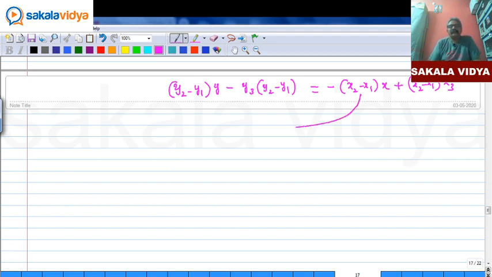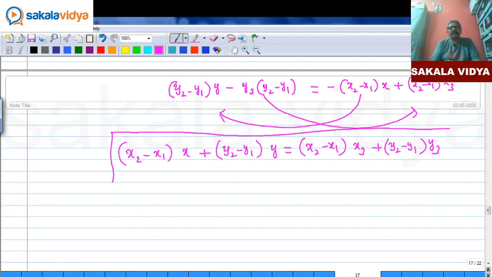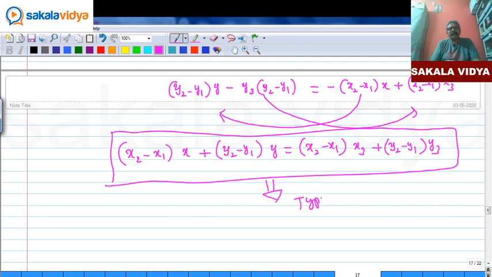So, now take this term to this side. What do you get here? x2 minus x1 into x plus y2 minus y1 into y equals x2 minus x1 into x3 plus y2 minus y1 into y3. This is actually very typical to remember. I will write it myself also, it is typical to remember.